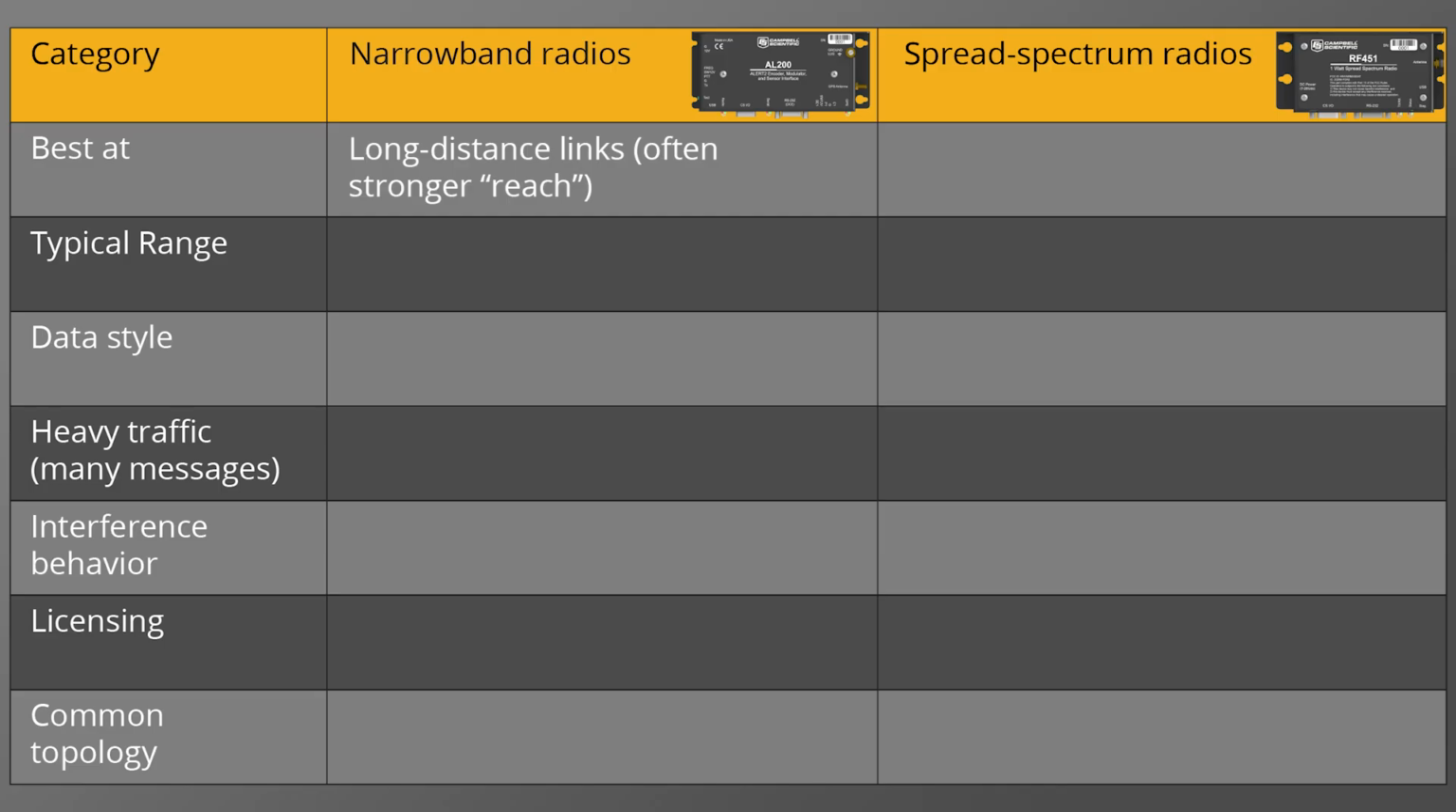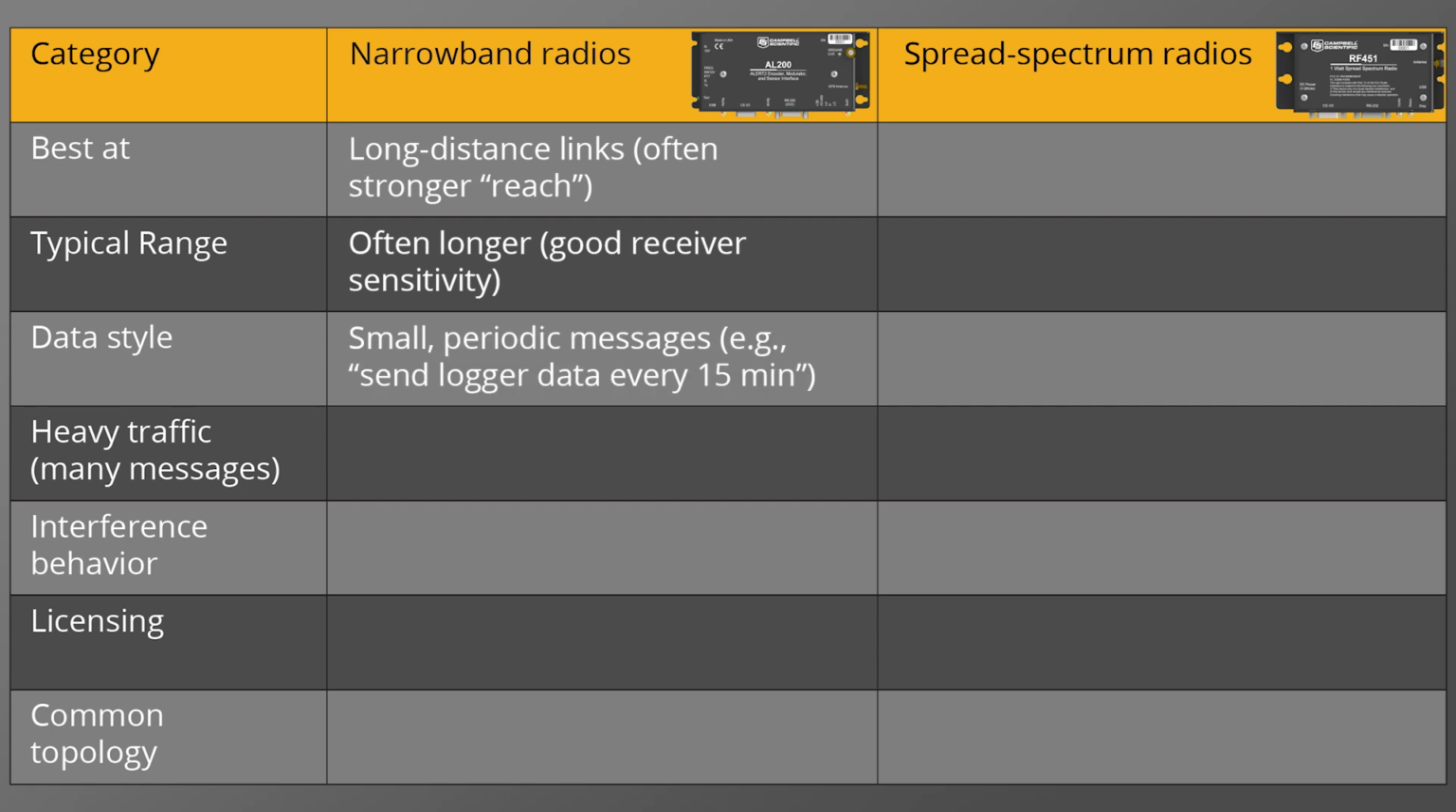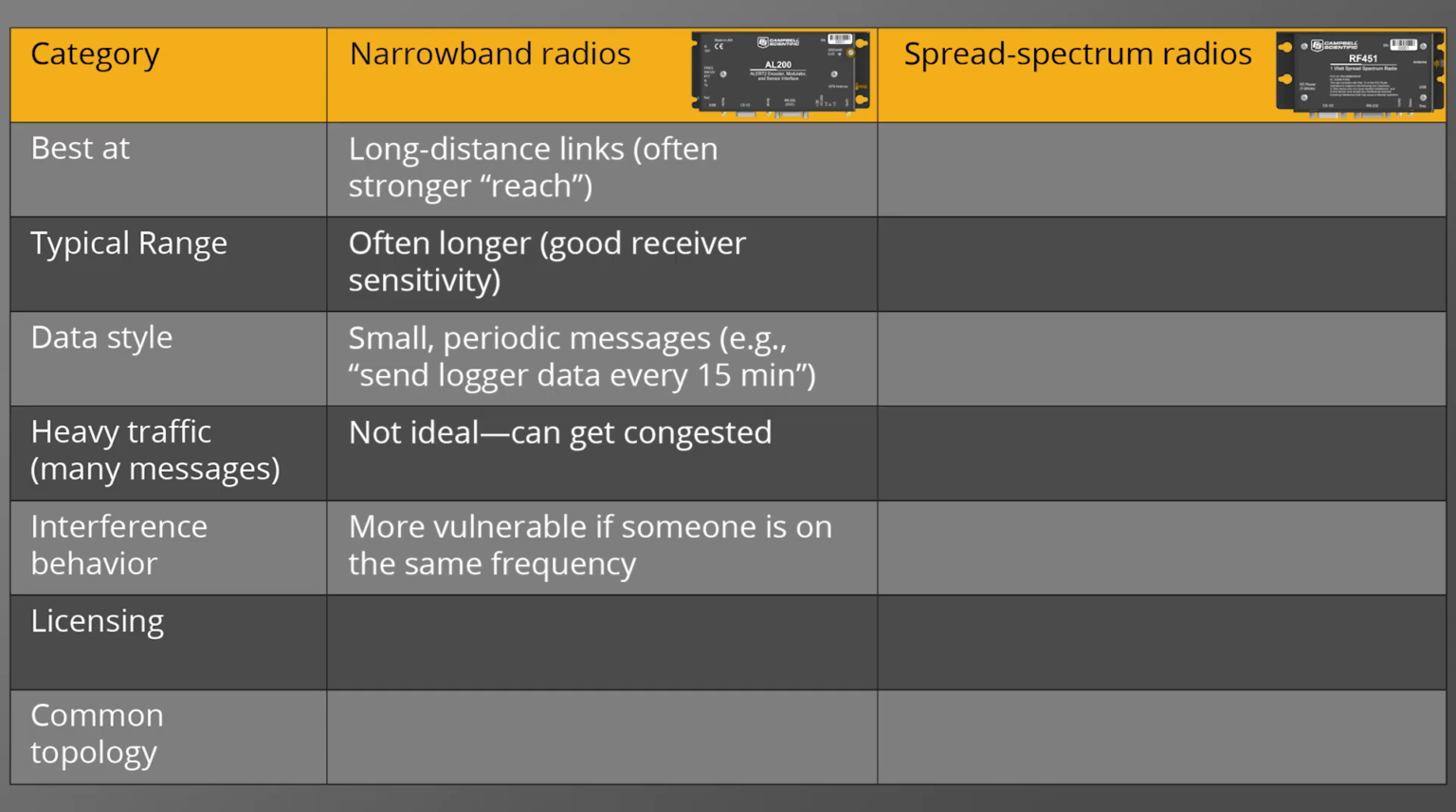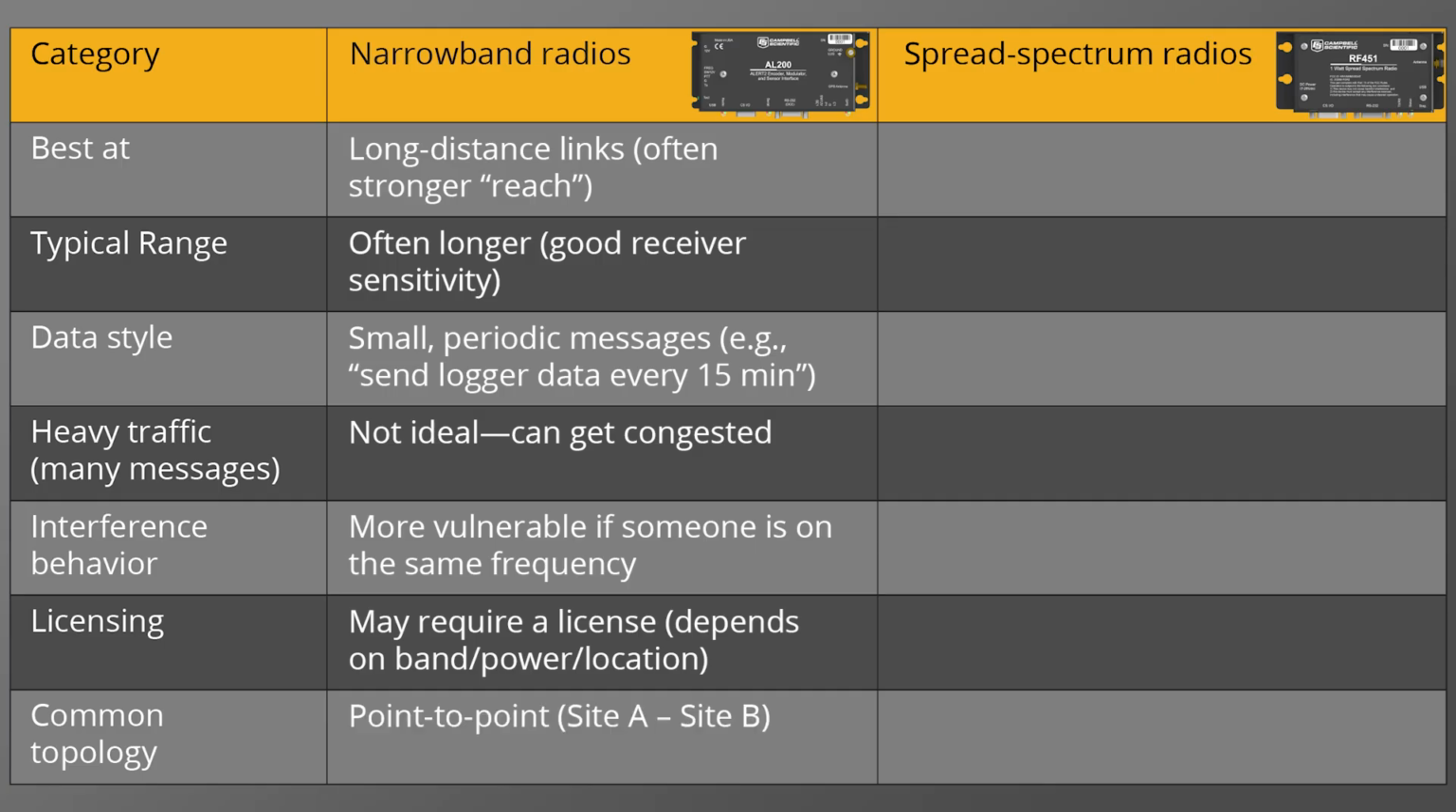Narrowband radios are better for long-distance links with a stronger reach, often have a longer range than an equivalent spread spectrum radio, are best for small periodic messages, are not ideal in areas with heavy radio traffic, are more vulnerable to interference from other signals on the same frequency, may require a license depending on band, power, and location, and are commonly used in point-to-point installations.